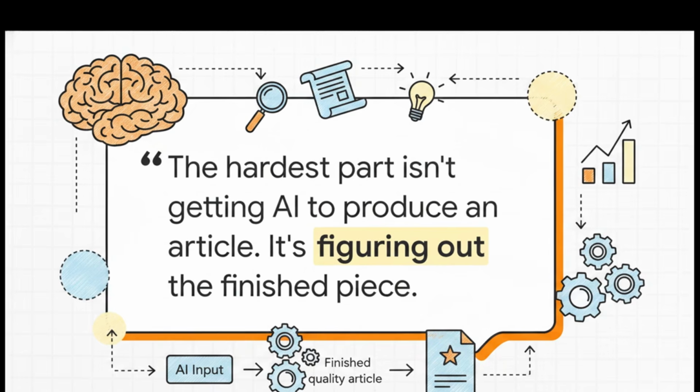Okay, let's dive into this, because this idea perfectly captures the core philosophy of our entire workflow today. The hardest part really isn't getting the AI to produce an article. The hard part is figuring out what that finished article actually needs to look like. If you're building a system, you absolutely have to work backward. You have to define what good looks like first, and then build the workflow and the inputs that can reliably get you to that exact standard.